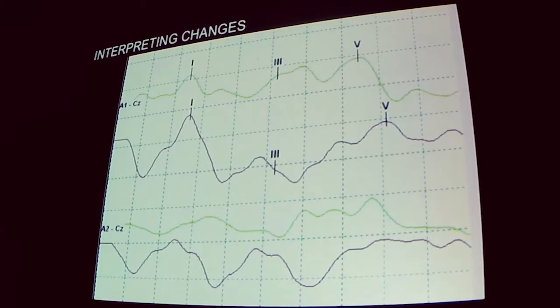Transient latency increase could be due to drilling, irrigation, retraction, surgical irritation, hypotension, positioning. All these things can affect your latency, so you have to be aware if it's transient, going back and forth. They could just be working, and BAERs are funny that way. You would think for a modality that's not affected by anesthesia, it's affected by everything else, and they move around a lot.